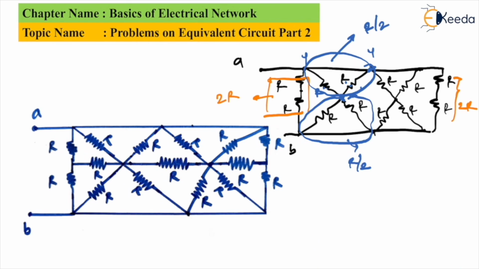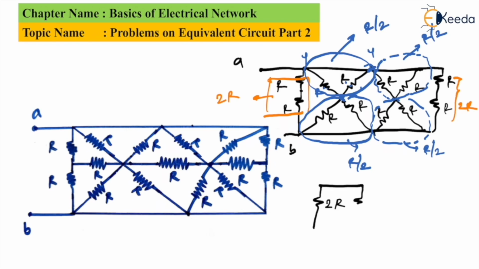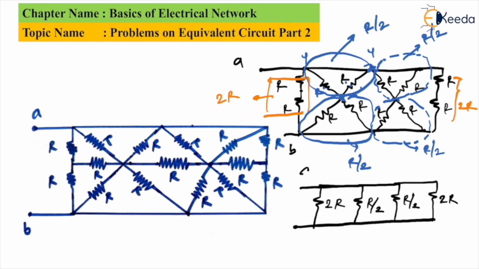We can continue further for the next elements also. If you see this carefully, R parallel with R will become R by 2. Again, R parallel with R, again this will become R by 2. The effective circuit can be drawn like this. It is like this: 2R in parallel with R by 2 in parallel with R by 2, and further there is 2R, and this is an equivalent circuit between A and B.